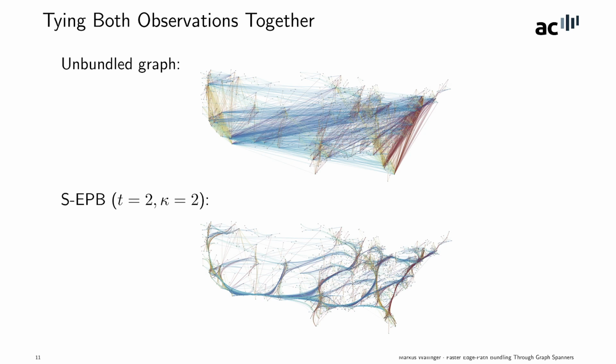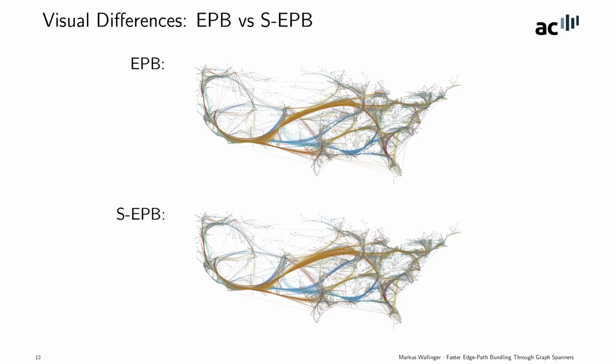What you can immediately see is that edges are bundled along paths in the spanner. Let me go back and forth once more to make it a bit more clear. Let's also take a look at the visual differences between the normal edge path bundling algorithm and the new spanner edge path bundling algorithm. At the top, you see the directed migrations dataset bundled with the edge path bundling algorithm. At the bottom, the same dataset is bundled with the spanner edge path bundling algorithm. Now, it's really hard to see any visual differences, so let me point out a few.